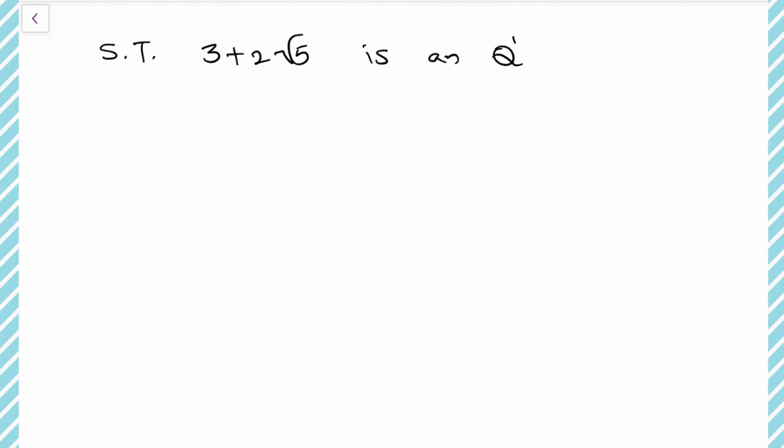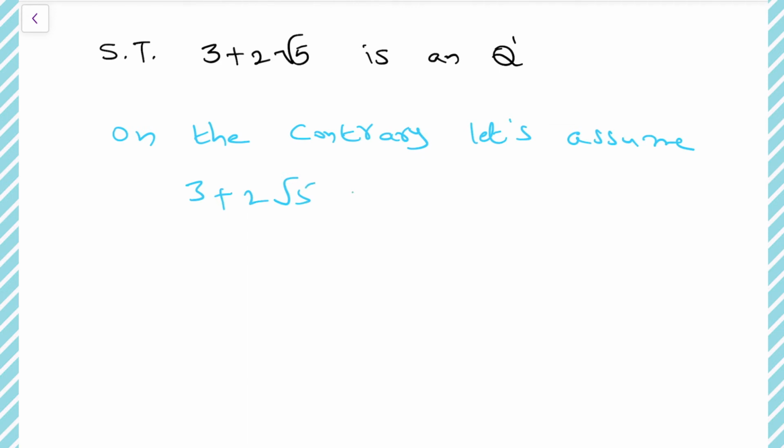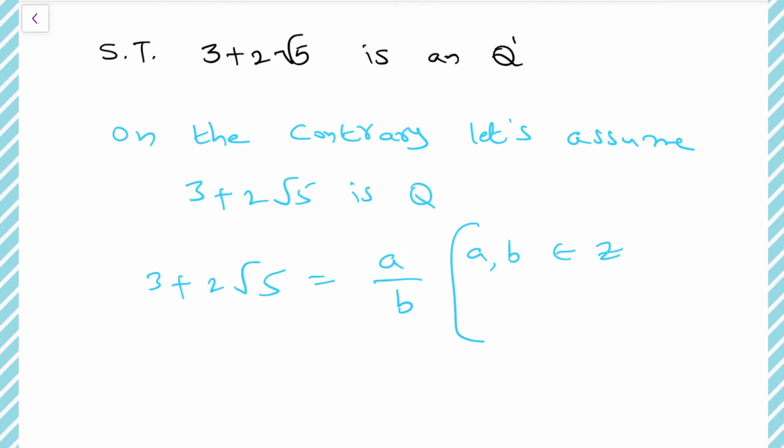Okay, now, show that 3 plus 2 root 5 is an irrational number. Same here again. On the contrary, let us assume 3 plus 2 root 5 is rational. So if 3 plus 2 root 5 is rational, it can be written in the form of a by b. So 3 plus 2 root 5 is equal to a by b. Then what about the condition? a, b both belong to integers, b not equal to 0.